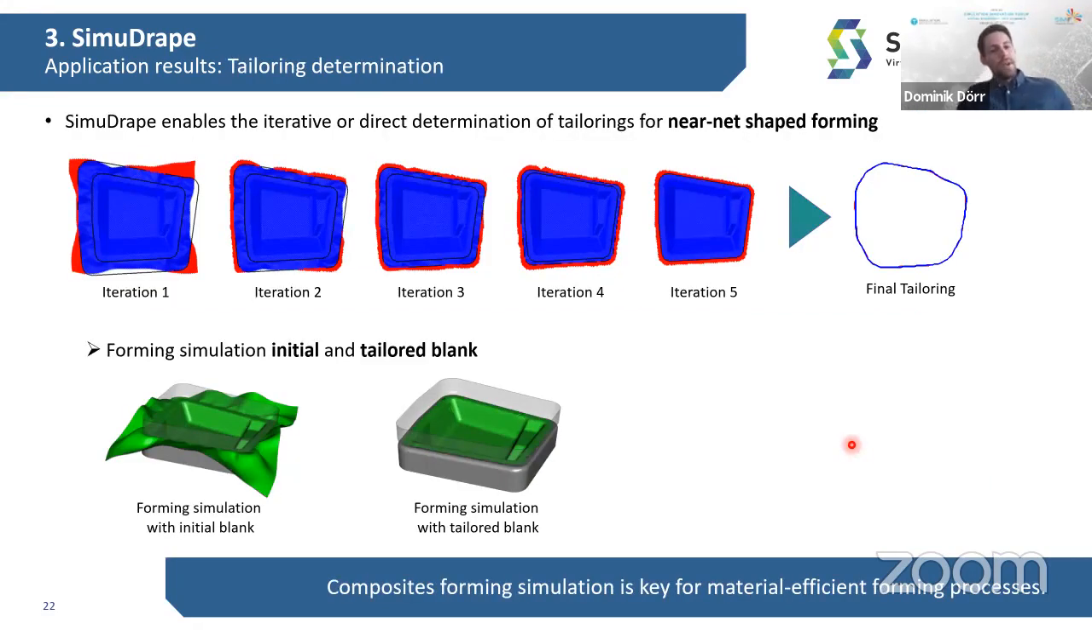Another thing we can do using composites forming simulation is a tailoring determination. It basically enables us to come from this point where we have a lot of scrap, surplus material around our part or area of interest, to enable such near net shape forming as you can see here. The approach we are pursuing is an iterative approach, which means that we define our target geometry, scale this target geometry to a larger geometry, and cut a little bit in each step from our blank until we end up with our final tailoring, which again enables us net shape forming.